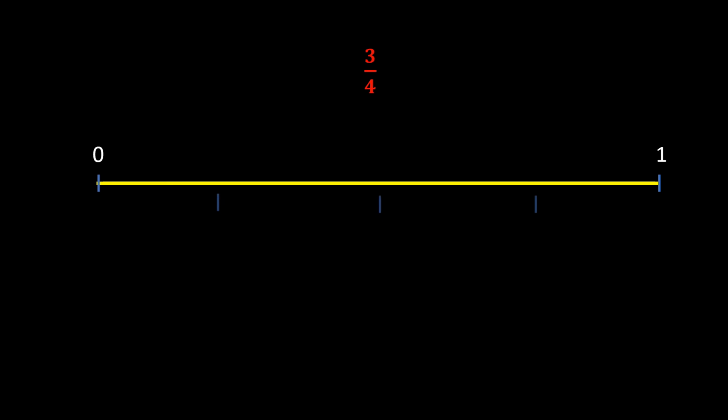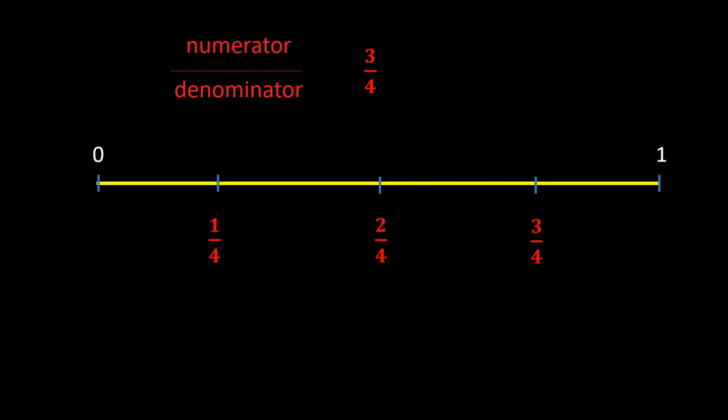Since my numerator is 3 and my denominator is 4, I'll divide this number line into 4 equal portions. Then I'll count the fractions, the divided portions after 0, and you will see that 3 by 4 lies just before 1. The other two fractions that come before 3 by 4 will be 1 by 4 and 2 by 4.